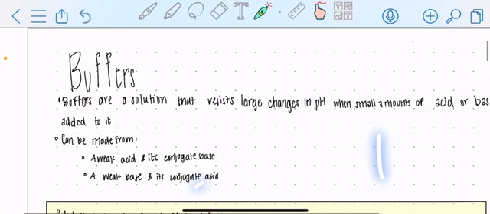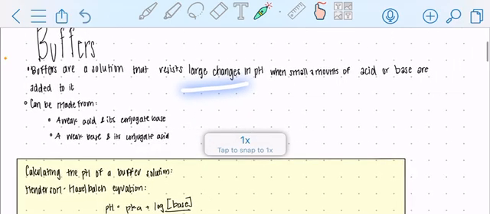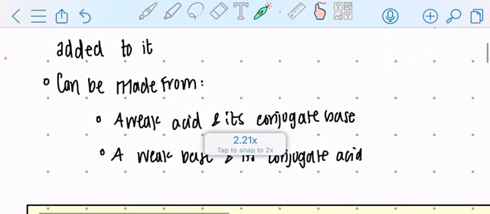This is review for Test 3, Chapter 14, Part 2. Buffers are solutions that resist large changes in pH when small amounts of acids or bases are added to them. A buffer can be made from a weak acid and its conjugate base.